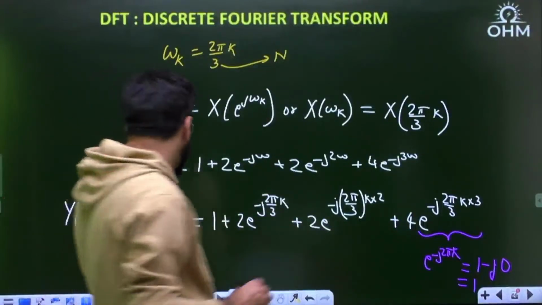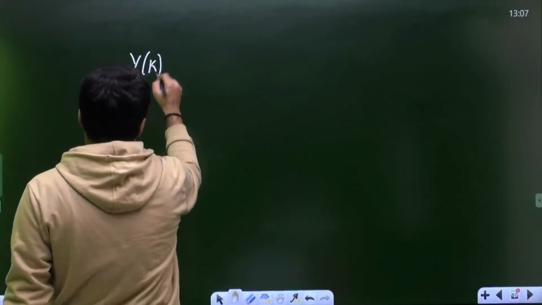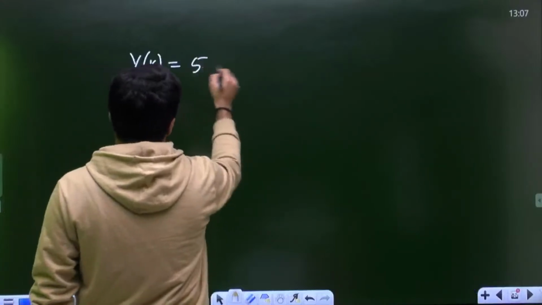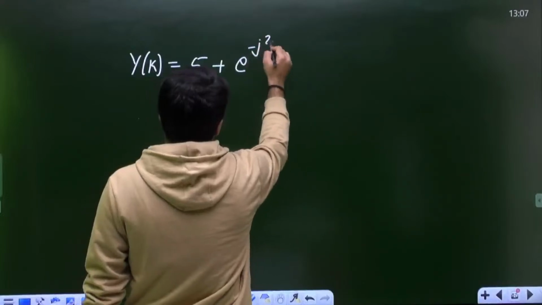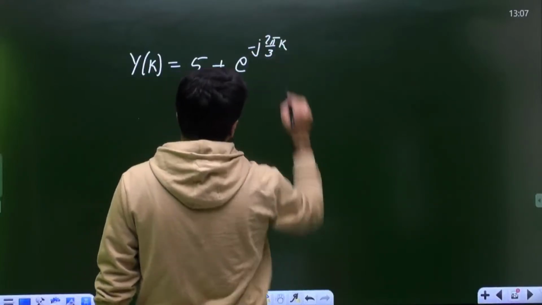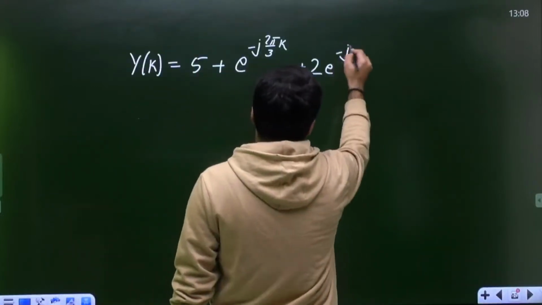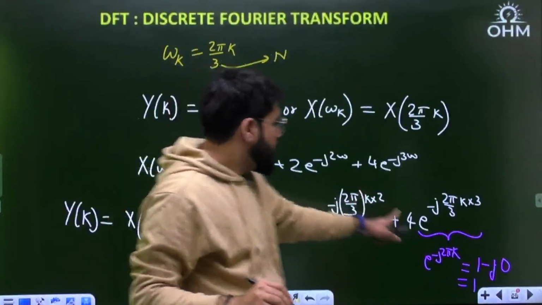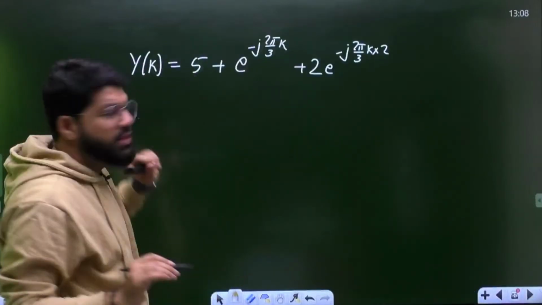So what is finally the value of y[k]? 1 plus 4 will actually be 5, plus 2 e power minus j 2 pi by 3 into k. Then next is plus 2 e power minus j 2 pi by 3 into k into 2. And this 4 is already added with the 1, so the net constant is 5.